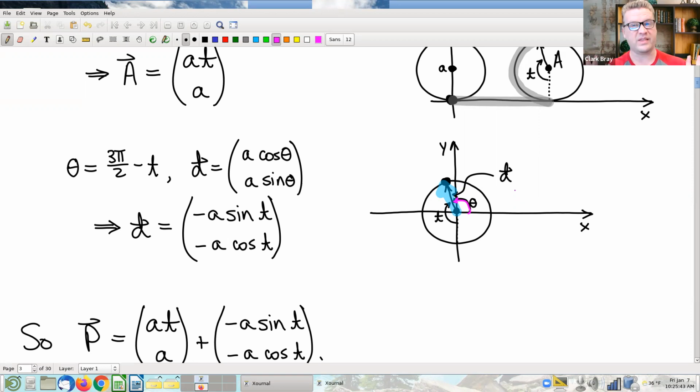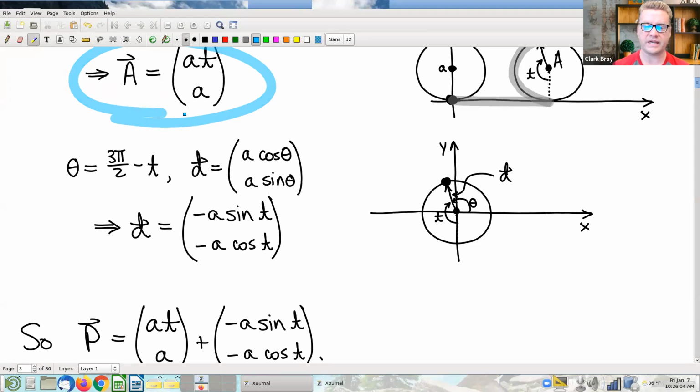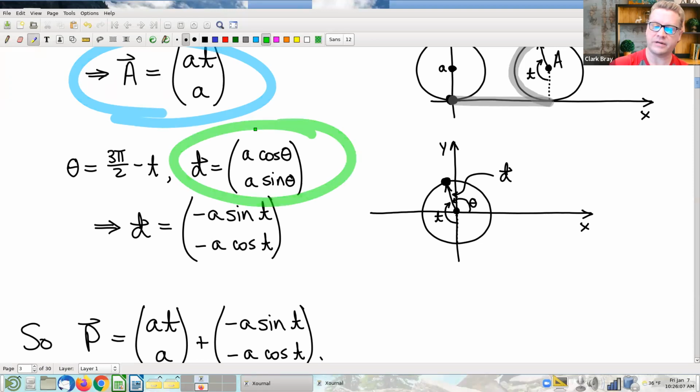I'm going to define theta to be that angle. So it's very easy to write down that D is a cosine theta, a sine theta, right? That's just straight up trig, really. But the problem then is I now have A written in terms of one parameter, T. I have D written in terms of a different parameter, theta. So I have a problem in that I have to see how these relate to each other. I have to pick one parameter and stick with it. So I need to understand how T and theta relate to each other.